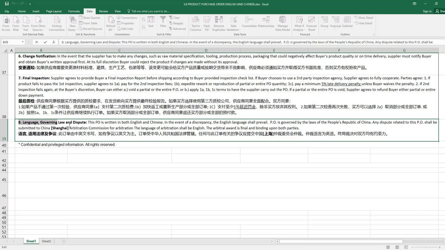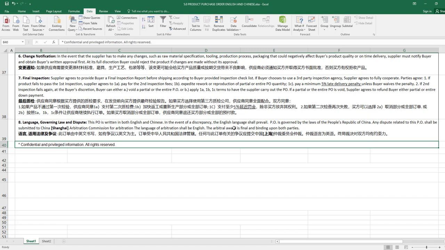Finally, number 8 is the dispute. There are 3 points I wanted you to be clear with in this term. Number 1 is the law of choice. The law of choice is the laws of the Republic of China, the Chinese law. You cannot take the Chinese supplier to court in the United States or overseas because your judgment is going to mean nothing if you win. So might as well use the laws of the Republic of China.